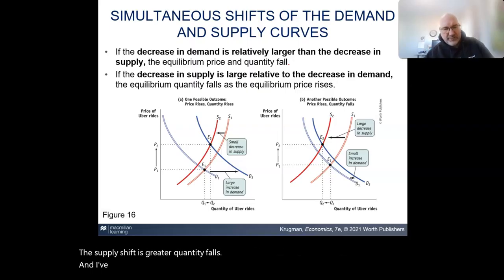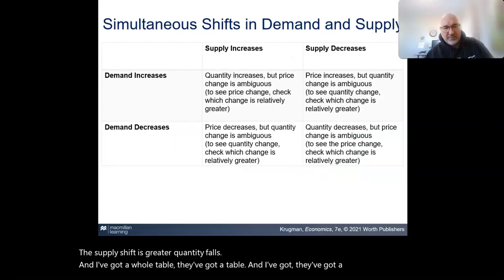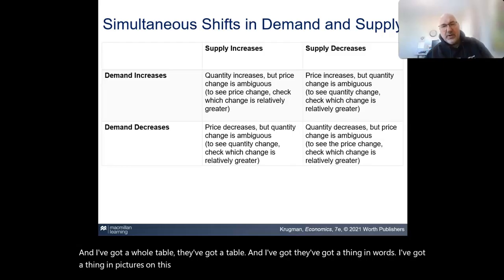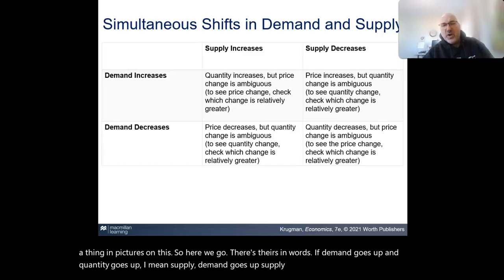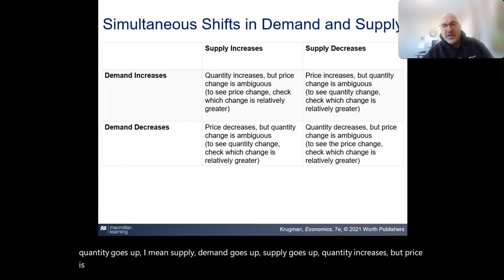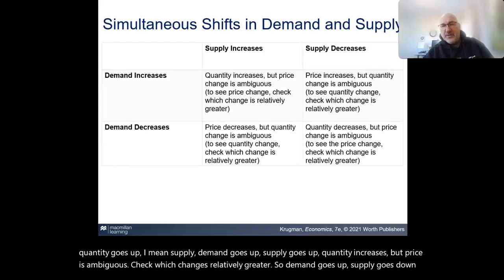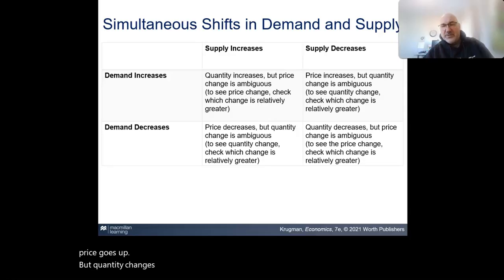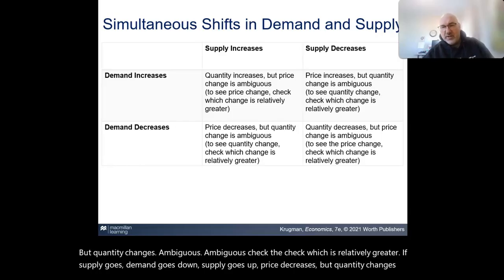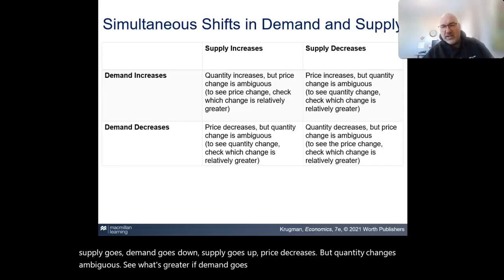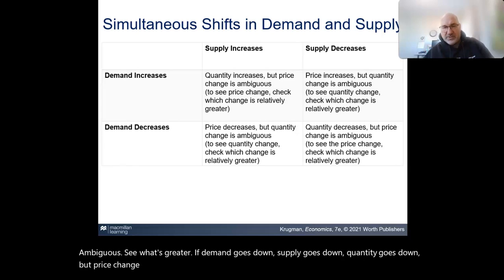I've got a whole table. They've got a table and a description in words, and I've got a version in pictures. Here's theirs in words. If demand goes up and supply goes up, quantity increases, but price is ambiguous. Check which change is relatively greater. Demand goes up, supply goes down, price goes up, but the quantity change is ambiguous. Check which is relatively greater. If demand goes down and supply goes up, price decreases, but the quantity change is ambiguous. See what's greater. If demand goes down and supply goes down, quantity goes down, but the price change is ambiguous.